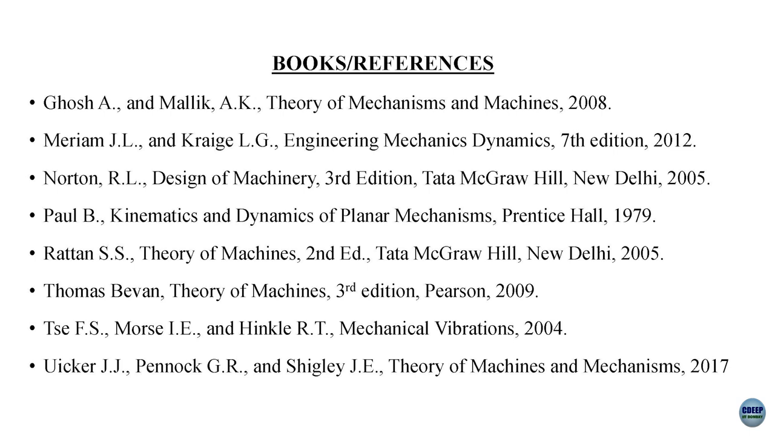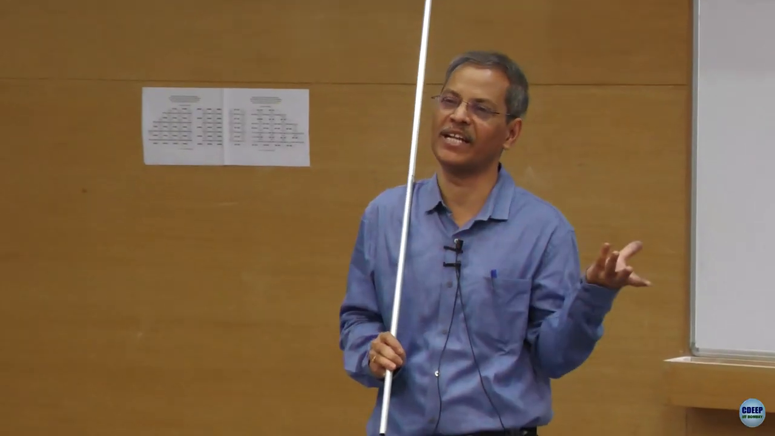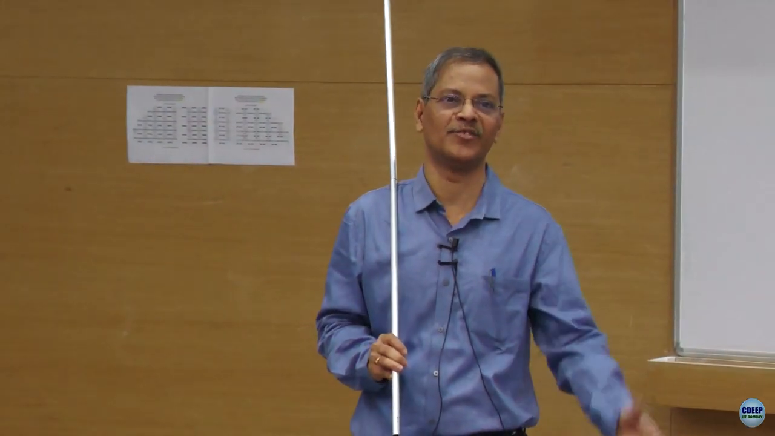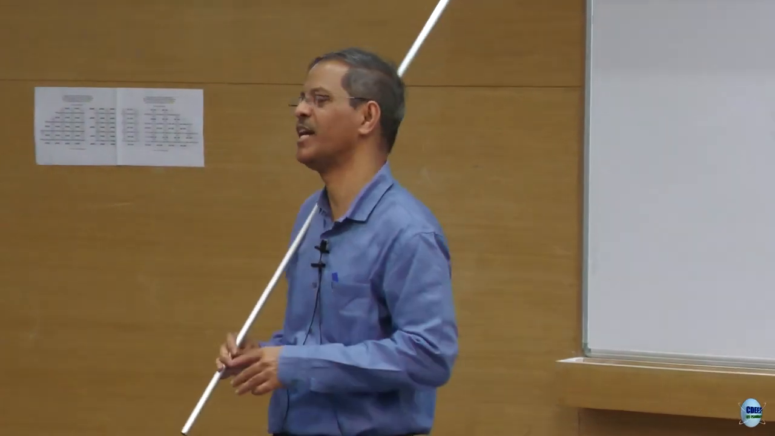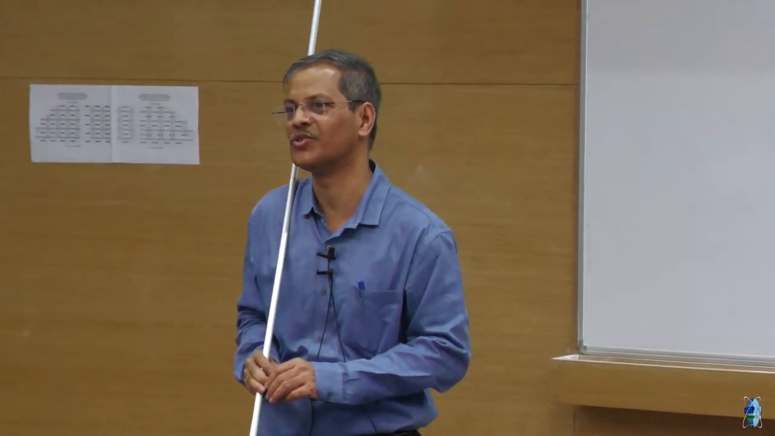Meriam and Craig is mainly to review your engineering mechanics in case you have doubts: kinematics, dynamics, forces, particles, free body diagrams, whatever you have done. In case you have doubts, you can refer to that. But you can refer to any engineering mechanics book, it doesn't matter really. Hibbeler is fine. I don't particularly like Shames, but if you think it is good, you can use it.